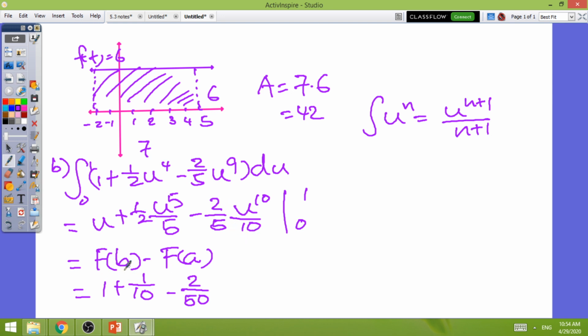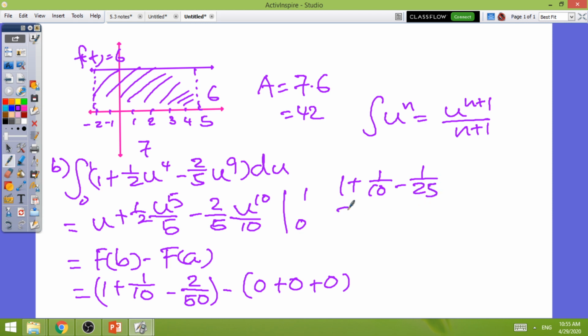So this one, just take care of that f of b, and then minus f of a. F of a, everything turns out to be 0. You just plug in the lower bound, 0. So we got 1 plus 1/10 minus 2 over 50. So just reduce that a little bit. So this one we got 1 plus 1/10 minus 1 over 25.